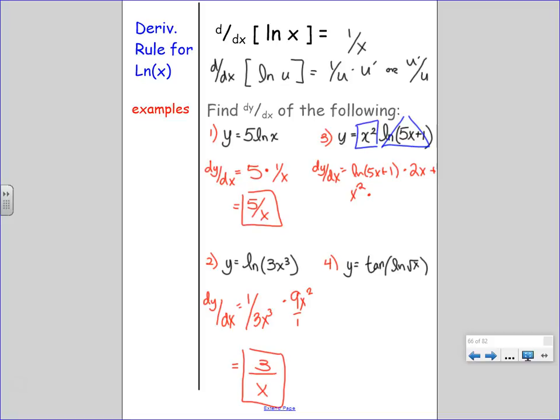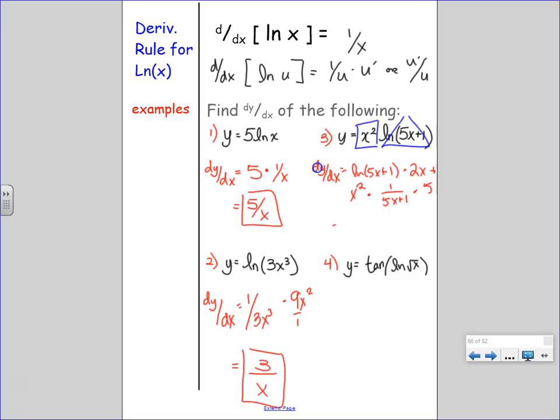So, how do I take the derivative of ln of u? 1 over u times u prime. And what's u prime? 5. Because the derivative of 5x plus 1 is 5. Technically 5 plus 0.